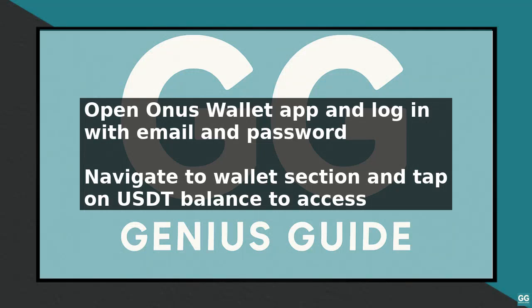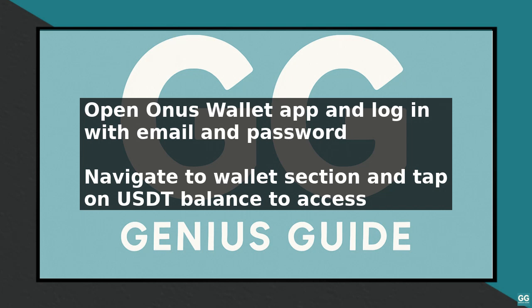To withdraw USDT from Onus Wallet, follow these steps. First, open the Onus Wallet app on your mobile device and log into your account using your email and password. If you have two-factor authentication enabled, enter the verification code sent to your registered phone number or email.